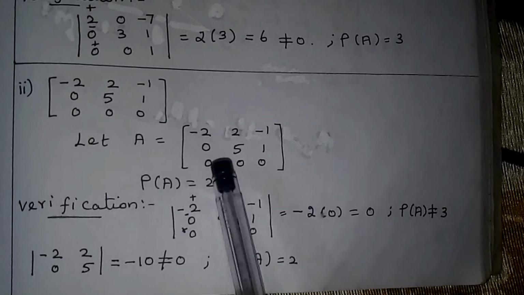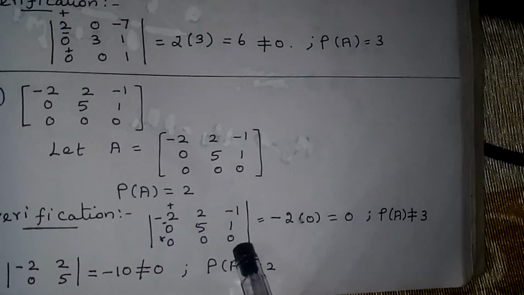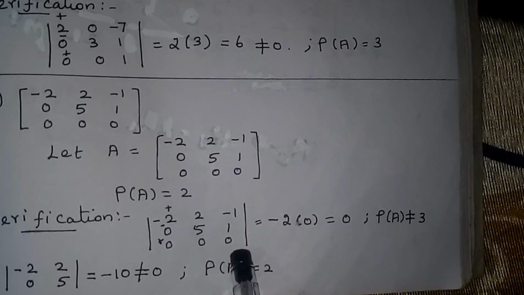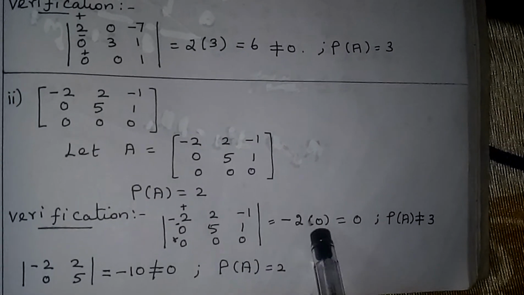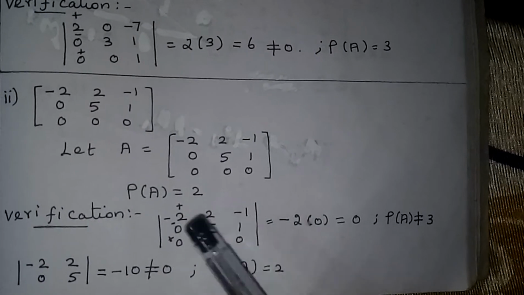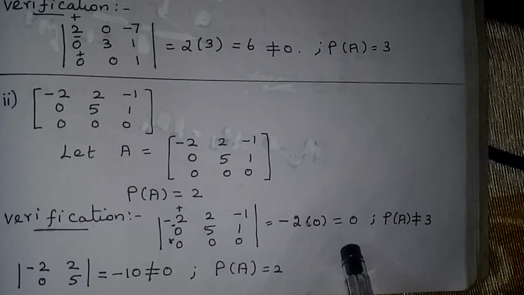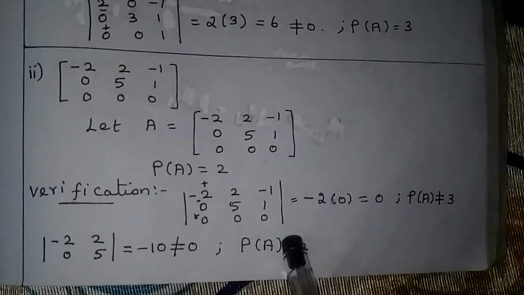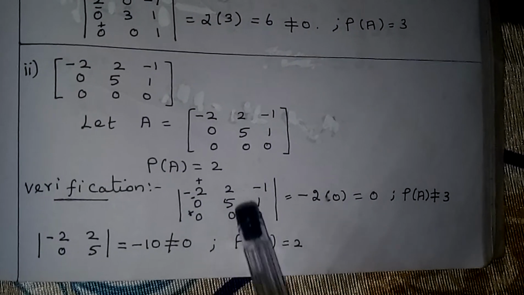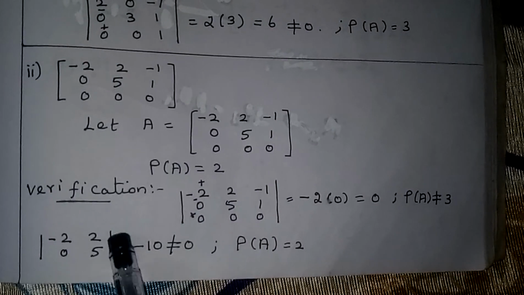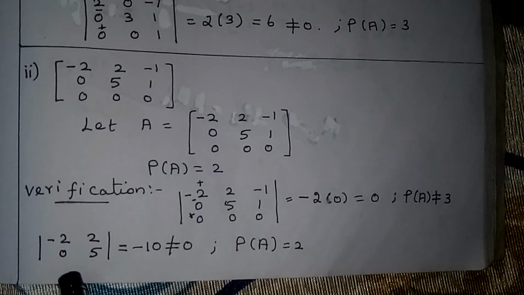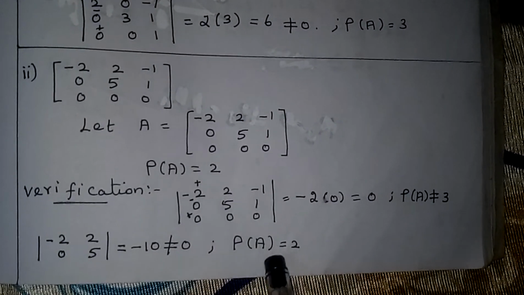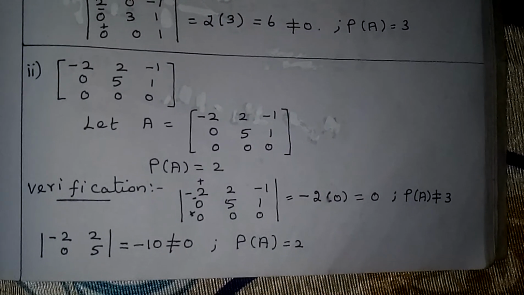So the determinant of this 3 by 3 matrix, if you take, you see the last row is fully 0. If any one row or column is 0, the determinant will be 0. Here I expanded using the first column, but without that itself you can directly write 0. So if it is 0 means the rank of A is not equal to 3. Then you have to take a 2 by 2 determinant. So I am taking this 2 by 2 determinant, 2, 2, 0, 5. It is minus 10, 0. So minus 10 only I will get. It is not equal to 0. So the rank of A is equal to 2.